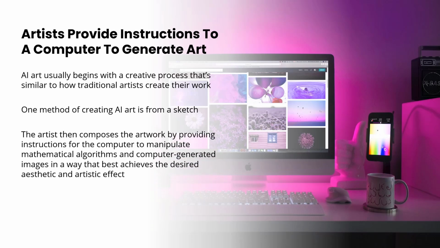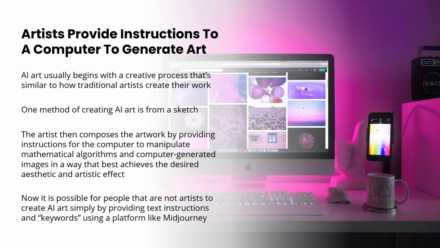The artist then composes the artwork by providing instructions for the computer to manipulate mathematical algorithms and computer-generated images in a way that best achieves the desired aesthetic and artistic effect. In other words, the artist creates a set of rules and instructions that the computer uses to generate a final piece of art. Now, it is possible for people that are not artists to create AI art simply by providing text instructions and keywords using a platform like Midjourney. We will explain this in more detail later in this training.